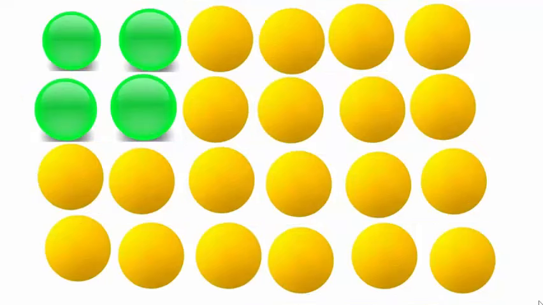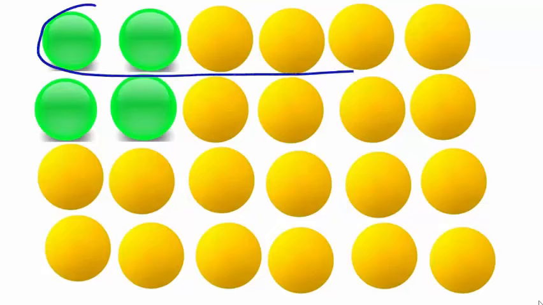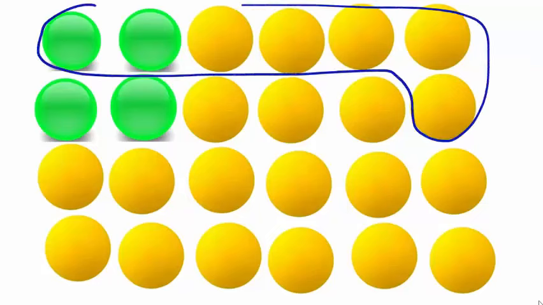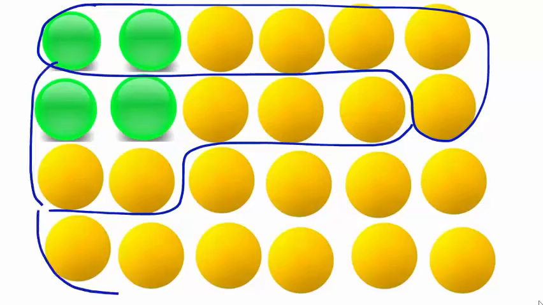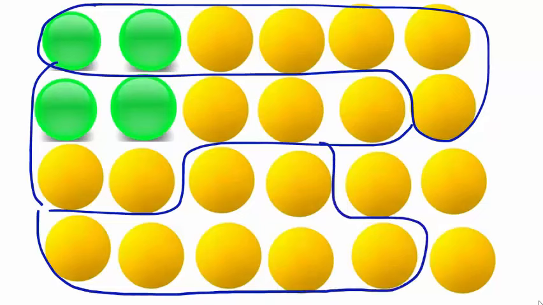Now, if I divide the balls into groups of 7, so I have one group of 7, another group of 7, and yet another group of 7. I find that 3 balls are left behind.